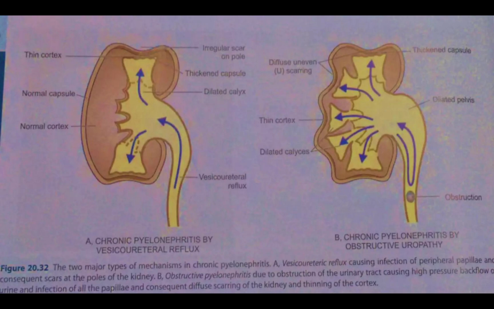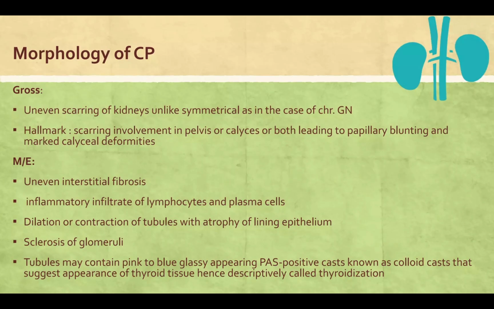Obstructive pyelonephritis is due to obstruction of the urinary tract, which causes high-pressure backflow of urine and infection of all the papillae, and consequent diffuse scarring of the kidney and thinning of the cortex will occur. Now let us see the morphology of chronic pyelonephritis in the further slides. About the morphology, we will discuss the gross features and the microscopic features.